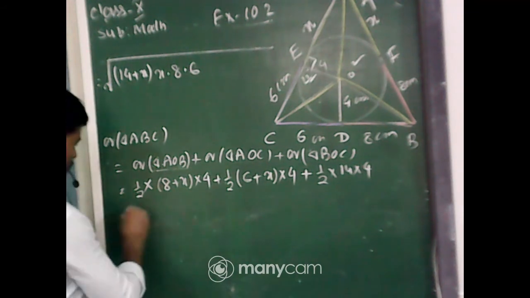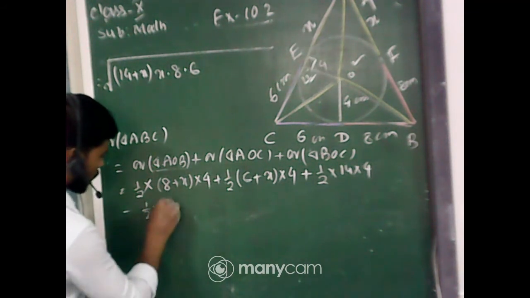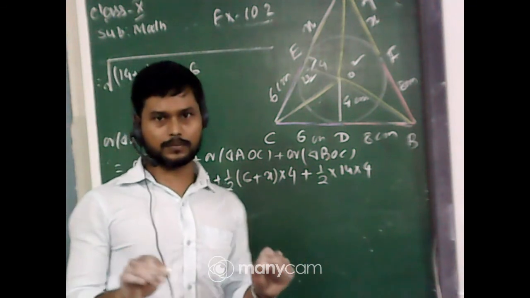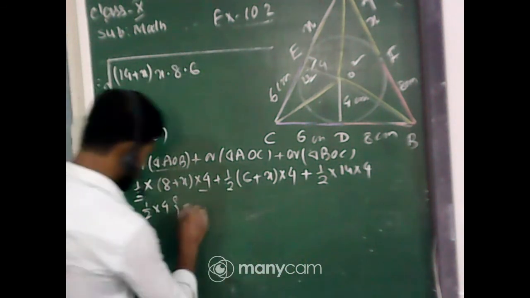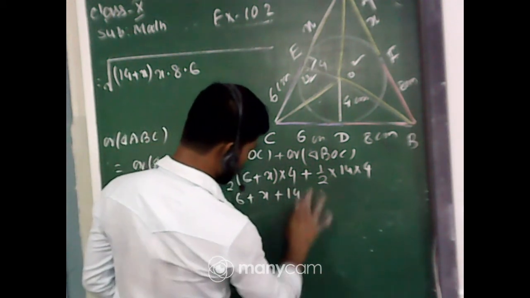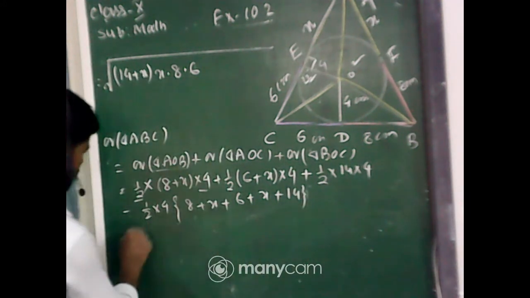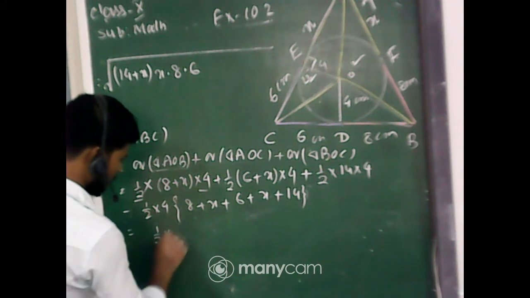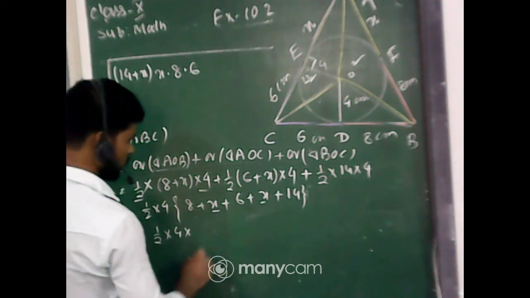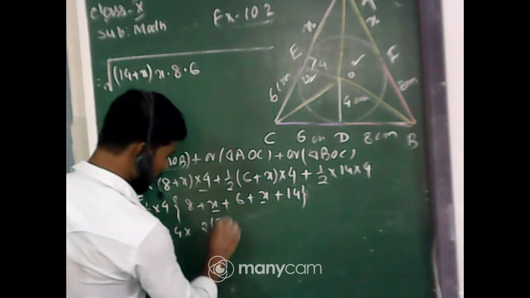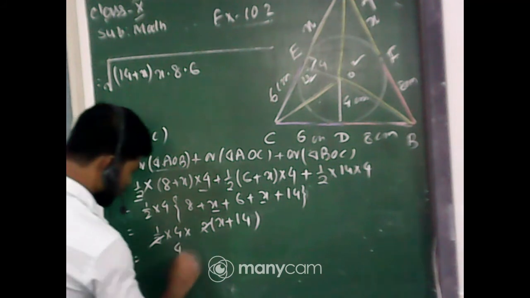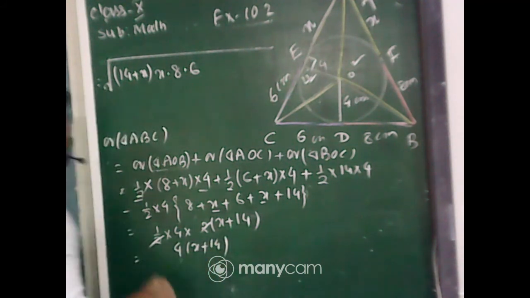Now from this expression you can take half into 4 common. Half into 4. You can see each term contains this term. So we can take half into 4 common. So that is 8 plus x plus 6 plus x plus 14. Okay, so now do the calculation. If you calculate it, it will be half into 4 into, if we do the calculation, there are 2x and 24. So it will be 2 into x plus 14. So these two and these two will cancel each other. So the final answer is 4 into x plus 14.